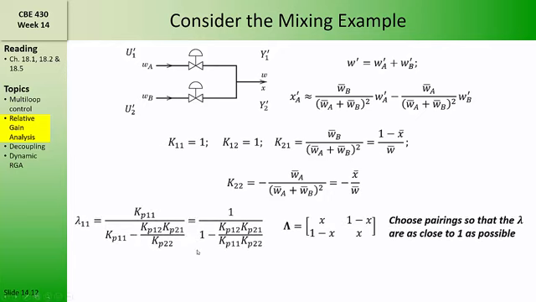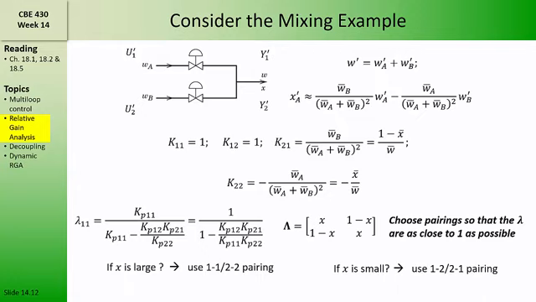The relative gain, lambda 1,1, relating changes in the flow rate W to changes in the flow rate WA can be computed using the formula that we introduced earlier, which gives us X. Now we can compute the remaining relative gains, lambda 1,2, lambda 2,1, and lambda 2,2. Since X is a mass fraction, it must be between 0 and 1. If X is large, then we would want to use the 1,1, 2,2 pairing, and if X is small or close to 0, then we would want to use the 1,2, 2,1 pairing.